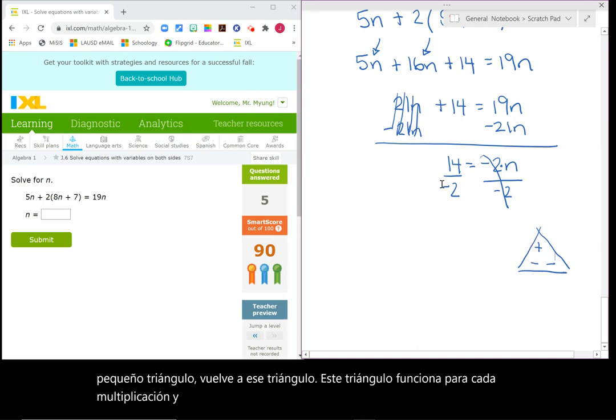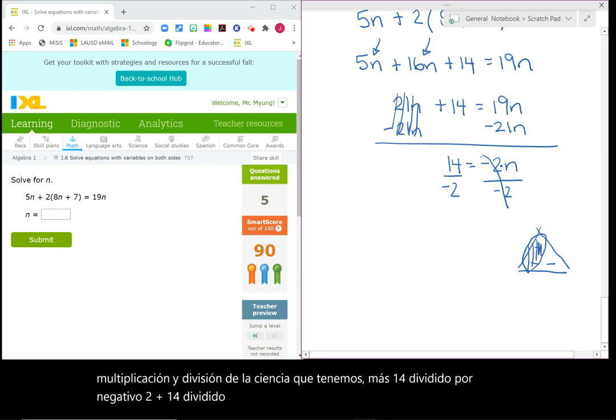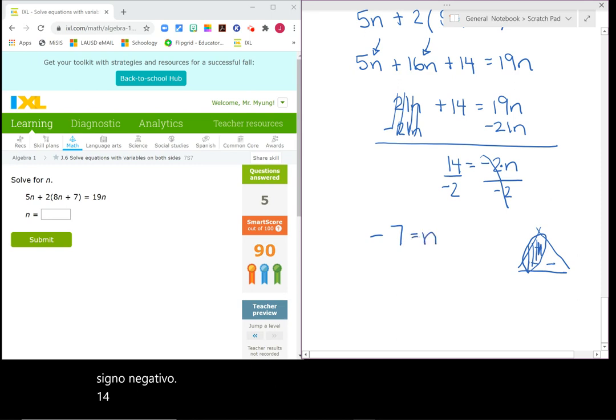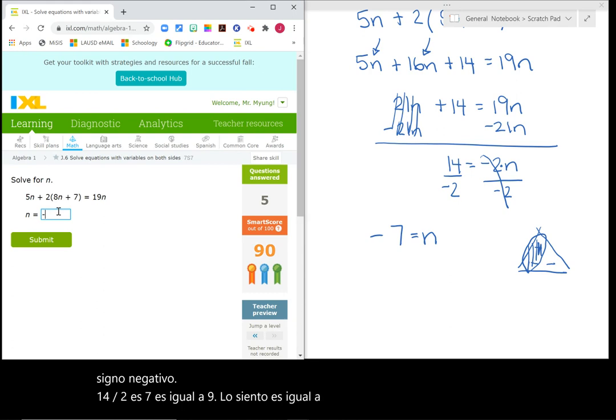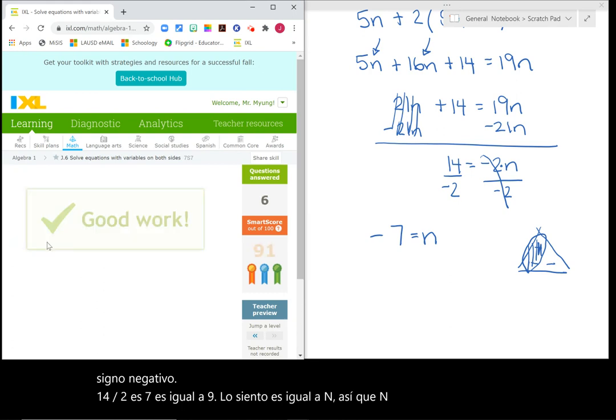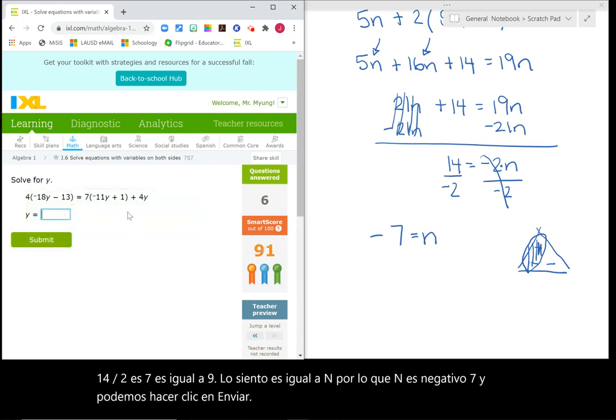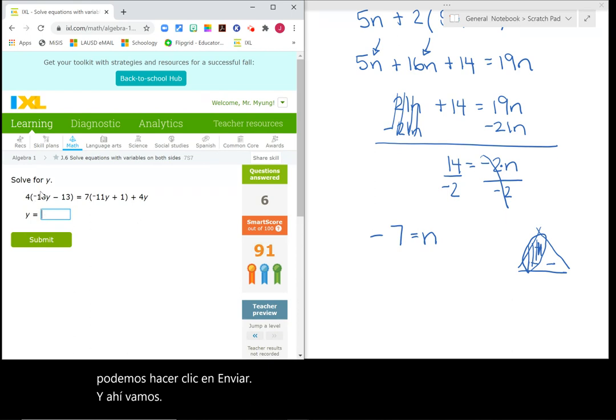We have plus 14 divided by negative 2, plus 14 divided by negative 2. Plus and minus are used. We have a negative sign left. Now 14 divided by 2 is 7 equals, I'm sorry, equals n. So n is negative 7, and we can click submit. And there we go. This problem is a little bit more complicated because it has one more step or so.